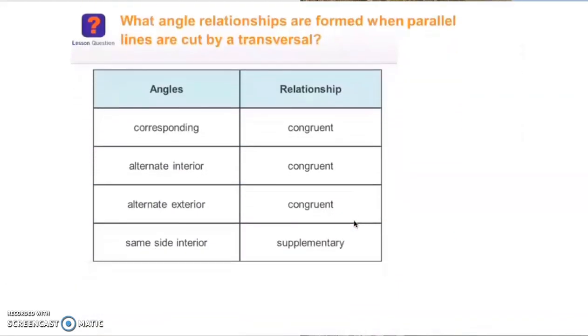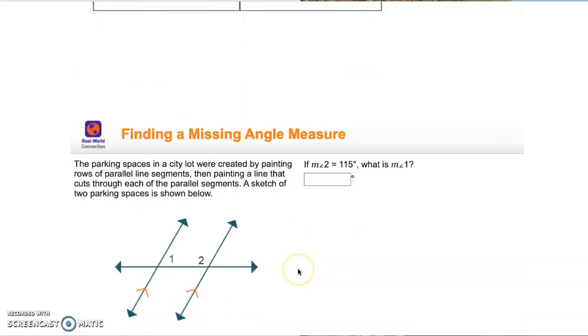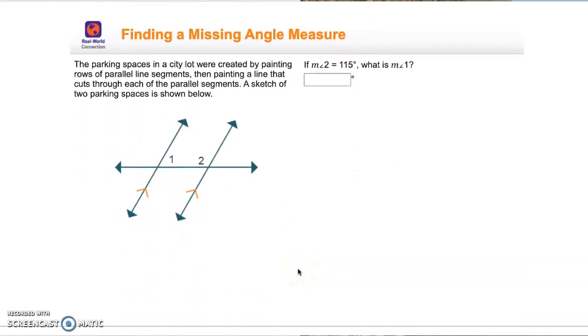Here, pause the video if you want to write this down. Remember, supplementary means equals 180 degrees. So let's find missing angle measures. Now let's apply this. This is just an example of parking lots created by parallel lines. We notice we've got a transversal right here and 2 parallel lines. Remember, these little hash marks denote that those 2 lines are parallel.